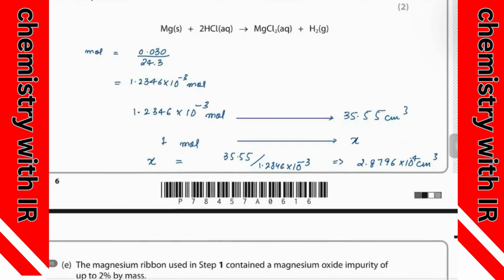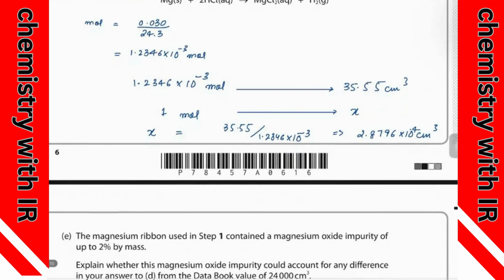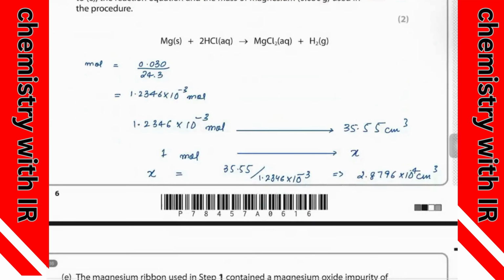And after calculating the moles of magnesium, of course the moles of hydrogen would be very high. Okay, so this is quite clear, right?